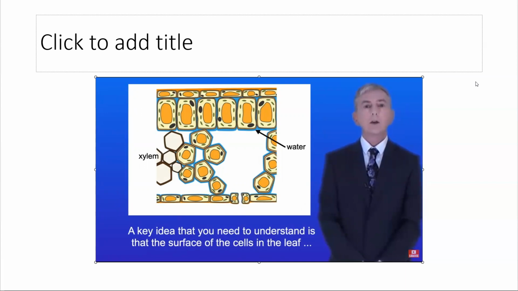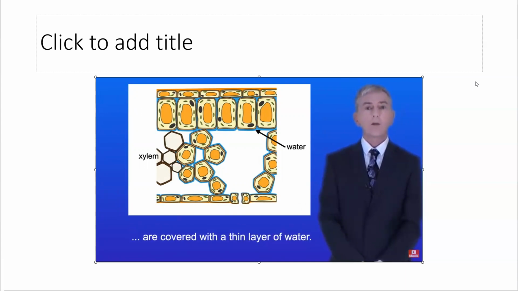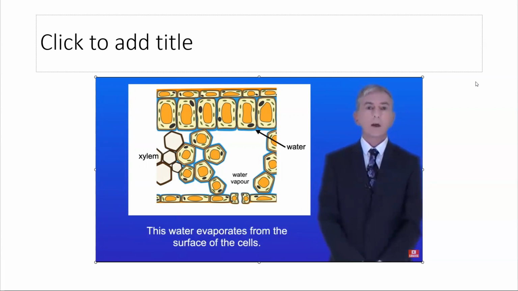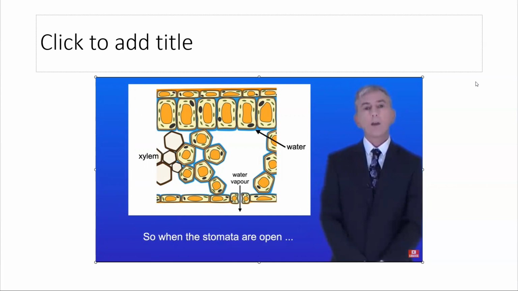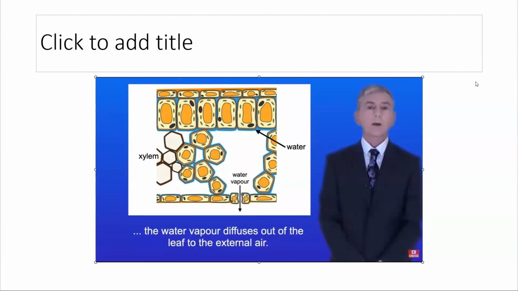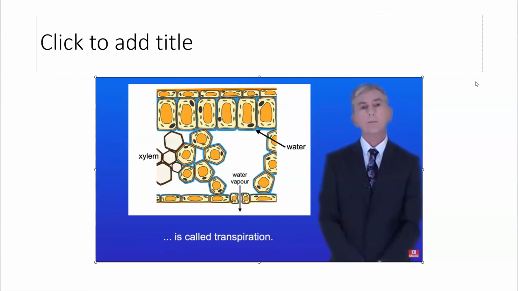Now, a key idea you need to understand is that the surface of the cells in the leaf are covered with a thin layer of water. This water evaporates from the surface of the cells, and because of this, the internal leaf spaces contain a high concentration of water vapour. Now, generally, the level of water vapour in the external air is relatively low, so when the stomata are open, the water vapour diffuses out of the leaf to the external air, and this evaporation of water, followed by the diffusion of water vapour, is called transpiration.